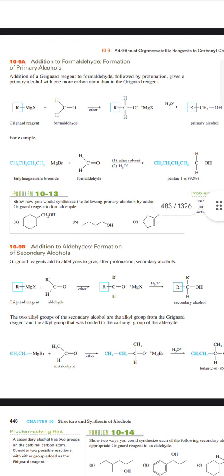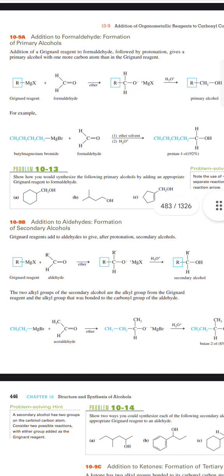Similarly, addition to aldehyde, formation of secondary alcohol. Grignard reagent adds to aldehyde to give, after protonation, a secondary alcohol. The two alkyl groups of the secondary alcohol are the alkyl group from the Grignard reagent and the alkyl group that was bonded to the carbonyl group of the aldehyde.